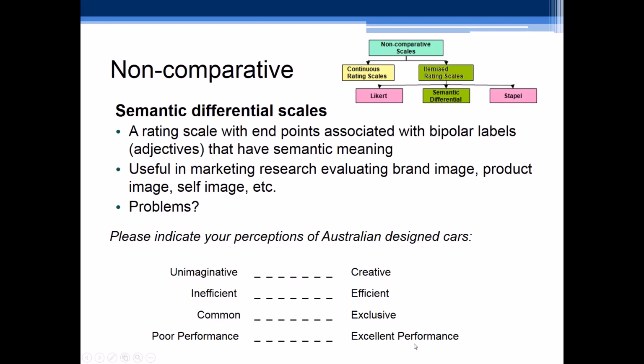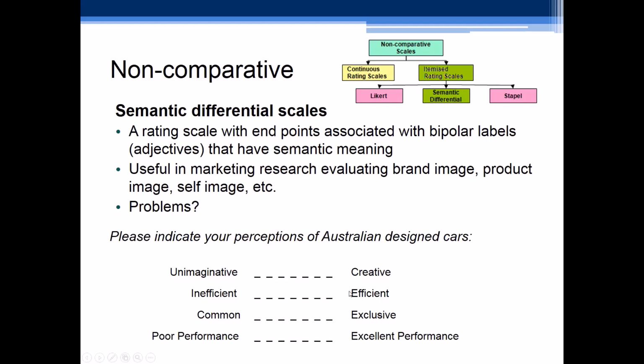And those anchors should be opposites. One of the limitations occurs when people provide anchors that are not immediate opposites, so creative and unimaginative. If you don't consider those to be exact opposites, then that can be a little bit difficult for you. Masculine and feminine are another example that are commonly used. So you see people asking participants for ratings of a product and whether it's a masculine product or a feminine product. Unless you consider masculinity and femininity to be exact opposites, then maybe you want to consider having two separate scales.